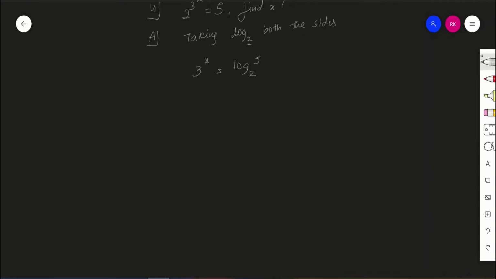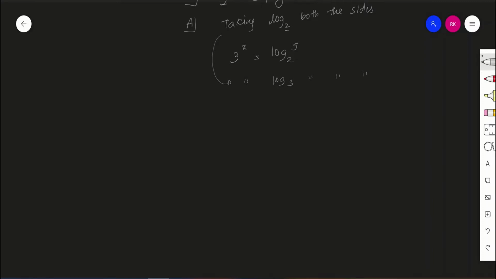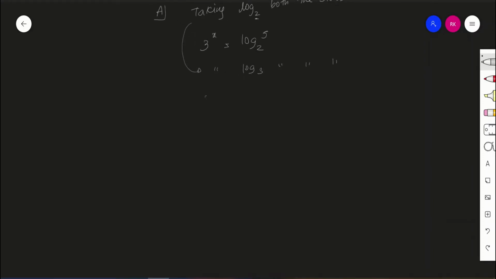And again the same thing, I'm going to take log with base 3. So my x is equal to log of log 5 base 2, base 3. So that's my answer for the fourth question. Let's move on to the fifth question.